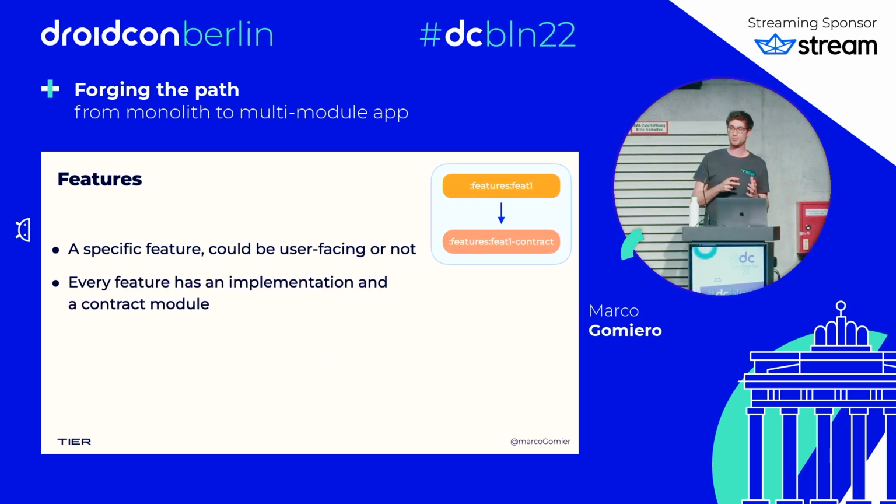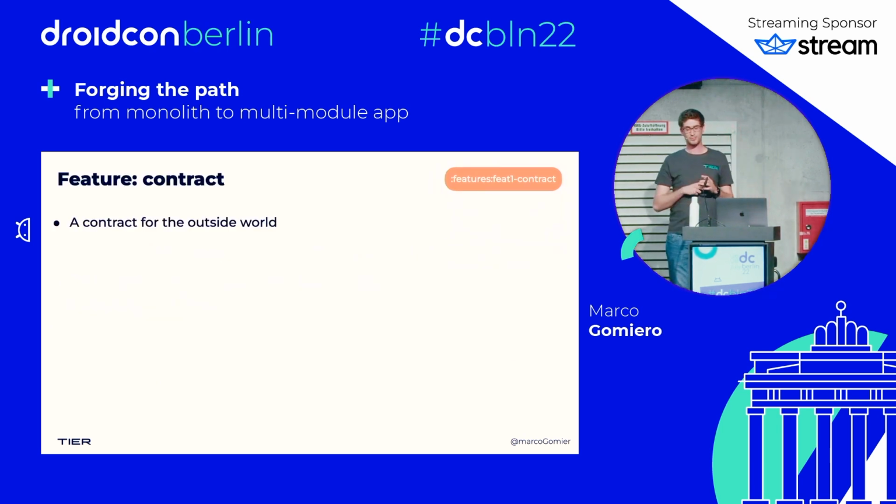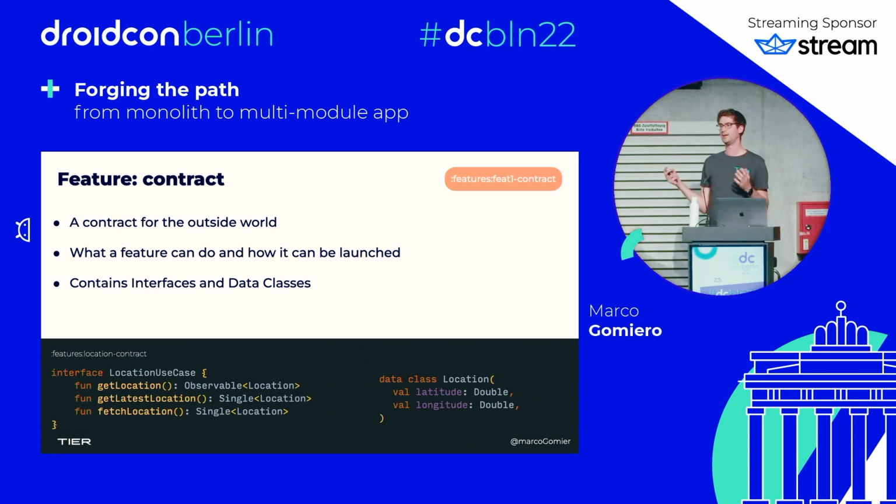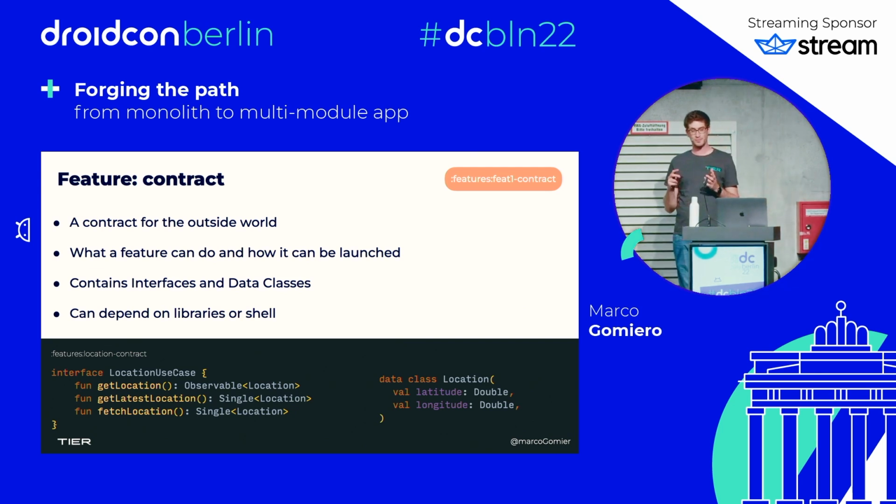And every feature module, every feature is composed of two modules. So we have an implementation module and a contract module. The contract module contains the API for the external world. So basically what a feature can do and how the feature can be started from external parties. And this, in reality, is just interfaces and data classes. And those types of modules can depend only on libraries and can depend also on the shell, because that's where the shared things are.